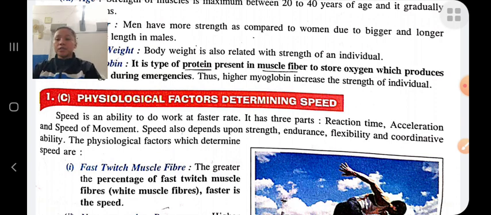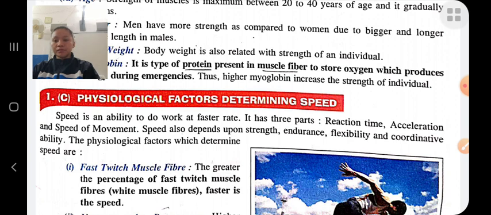Speed means the ability to do the activity as fast as possible. Reaction time means the ability to react immediately to a signal. For example, in sprint running, how fast you can react to the signal go. Acceleration means the ability to achieve your maximum speed. Speed of movement means how fast you can complete the movement. And locomotor ability means how fast you can change your direction while maintaining the maximum speed.